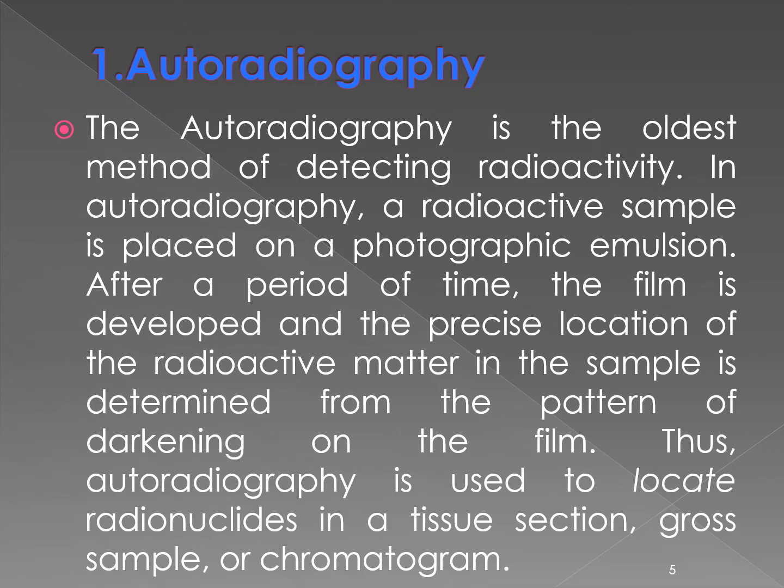Now, first of all, we will discuss autoradiography. Autoradiography is the oldest method of detecting radioactivity. In autoradiography, a radioactive sample is placed on a photographic emulsion. After a period of time, the film is developed and the precise location of the radioactive matter in the sample is determined from the pattern of darkening on the film. Thus, autoradiography is usually used to locate radionuclides in a tissue section, gross sample, or chromatogram.